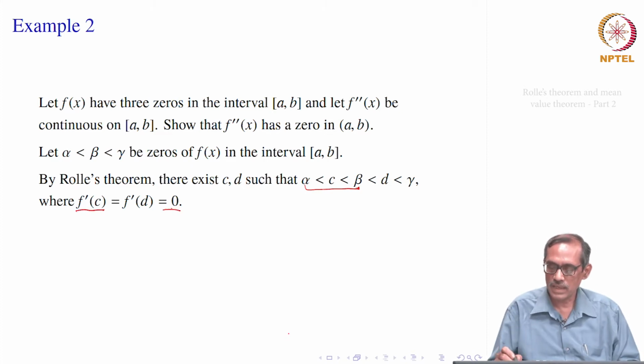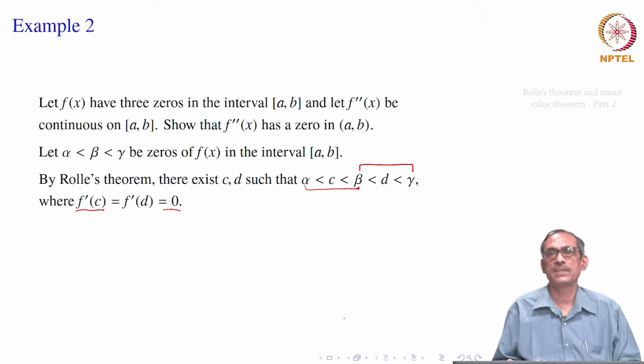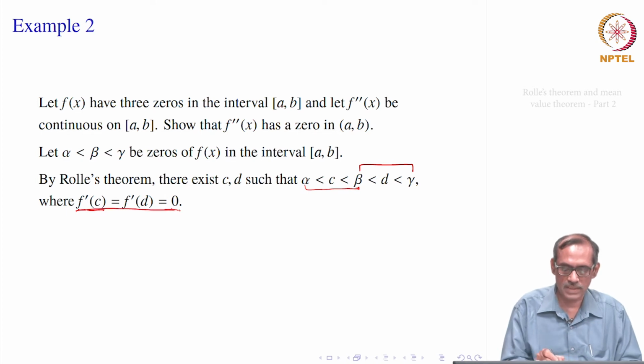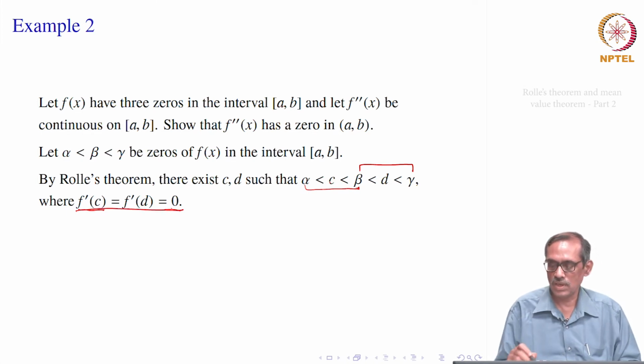Now, similarly, you look at the 2 roots beta and gamma, again with the same argument, there exists a point D such that f prime D equal to 0. So, we have now got 2 points C and D, C less than D, inside the open interval a b, such that f prime c equal to f prime d equal to 0.